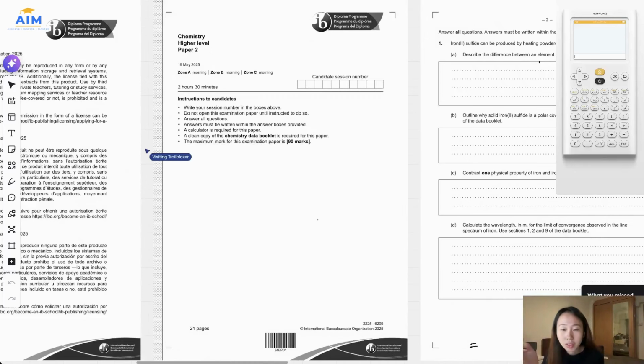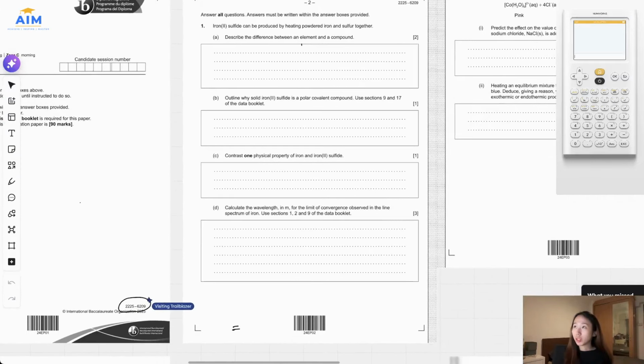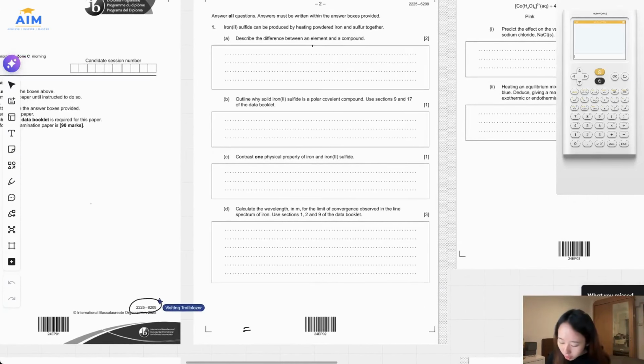So in this session, I'm going to discuss IB Chemistry Paper 2, which was done on 19 May 2025, with the exam code 22256209. So let's start with the first question. The first question is asking to describe the difference between an element and a compound.